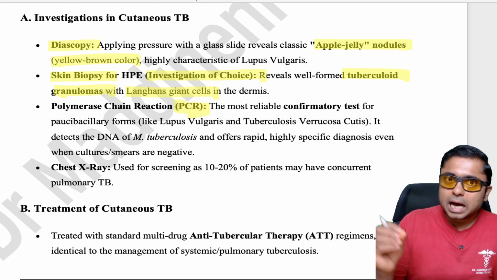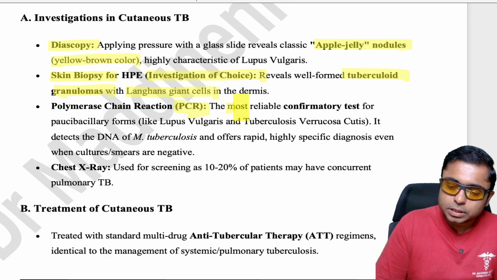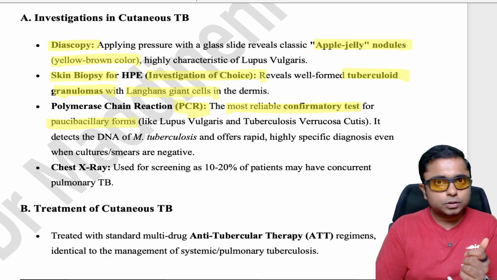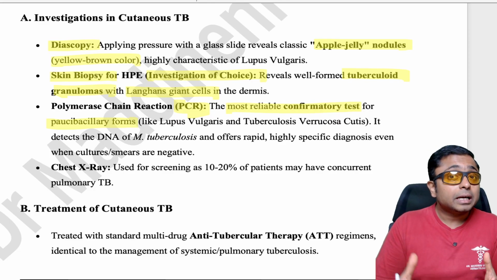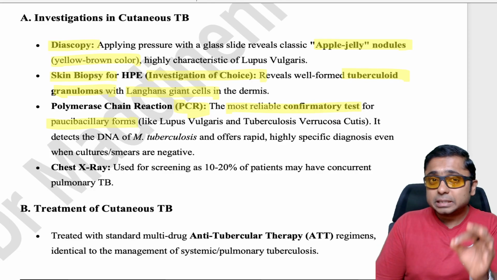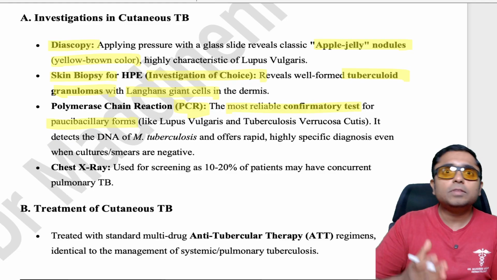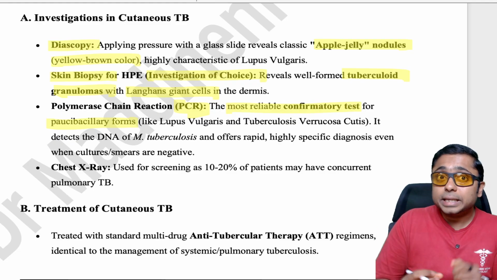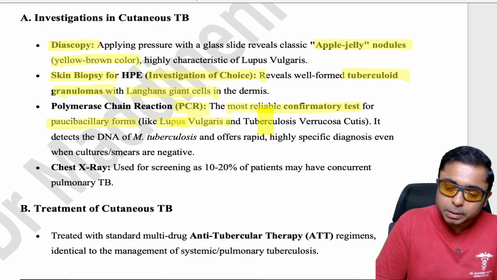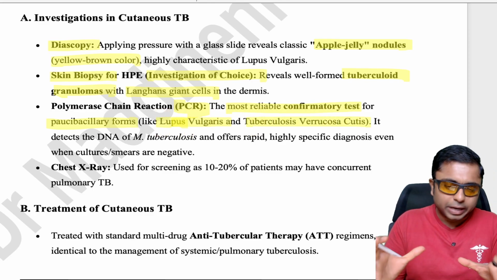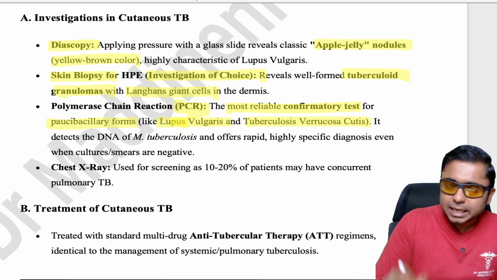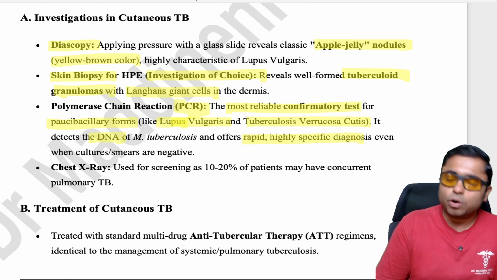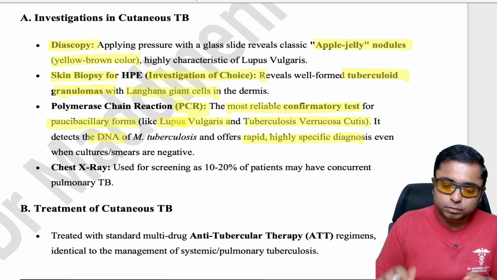So PCR, polymerase chain reaction, it is the most reliable confirmatory test for the paucibacillary forms of the cutaneous tuberculosis. That is, whatever cutaneous tuberculosis is going to be presenting with dry skin lesions, all of them are paucibacillary, that is lupus vulgaris and also the TBVC, both of which were presenting very dry and rough surfaced skin. So basically this is going to detect the DNA of the MTB bacillus, because of which it's going to offer a high specificity of the diagnosis.